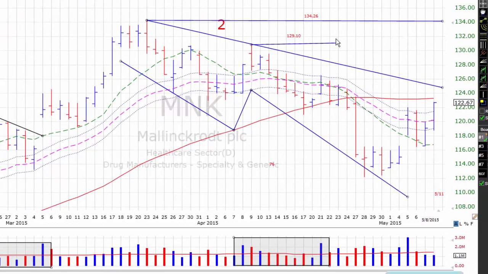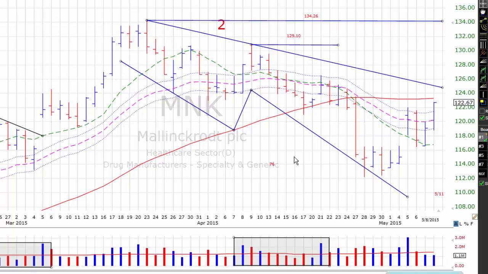Mallinckrodt is currently in a second stage consolidation. Aggressive traders could call this a double bottom formation. If you call this a double bottom, then our buy point becomes $129.10. That would be for aggressive traders.